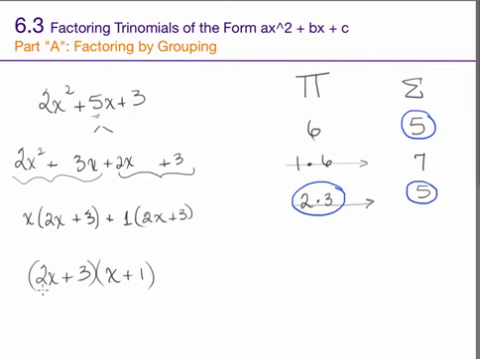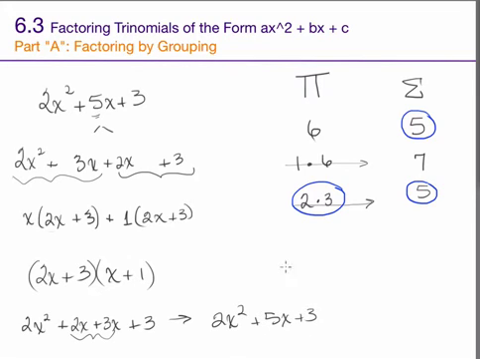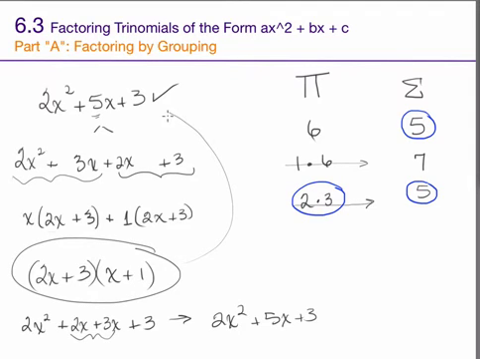Let's check our answer. 2x times x is 2x squared. 2x times 1 is 2x. 3 times x is 3x, and 3 times 1 is 3. Combining like terms, I get 2x squared plus 5x plus 3, which is what I started with. Since that means that this is equivalent to this, it means that this is the correct factorization of this expression. This is correctly factored.